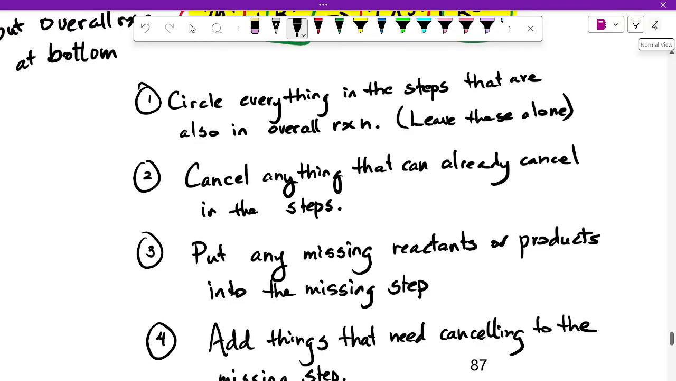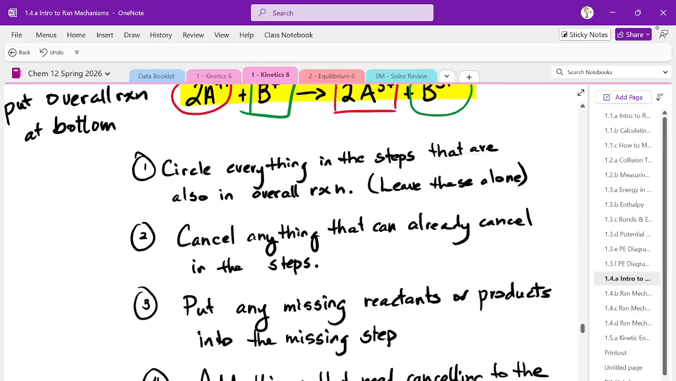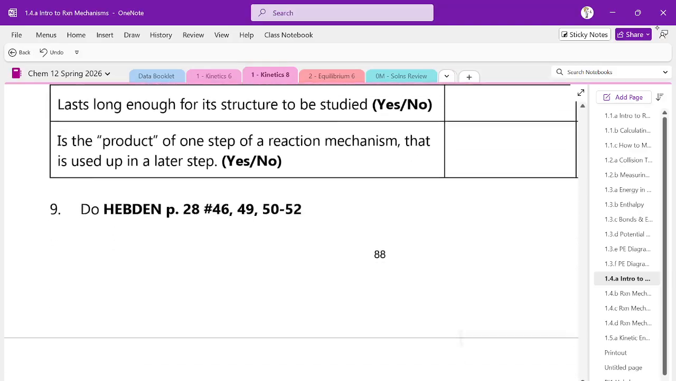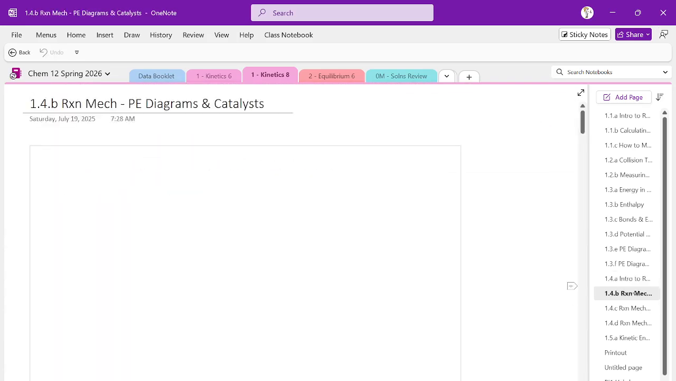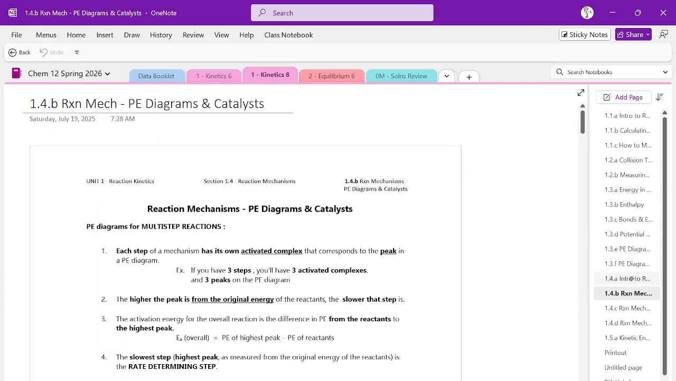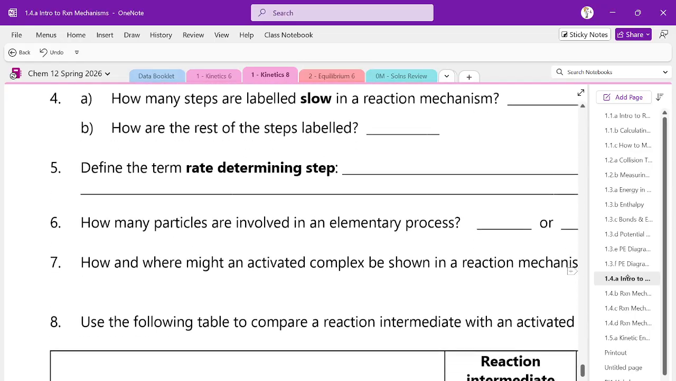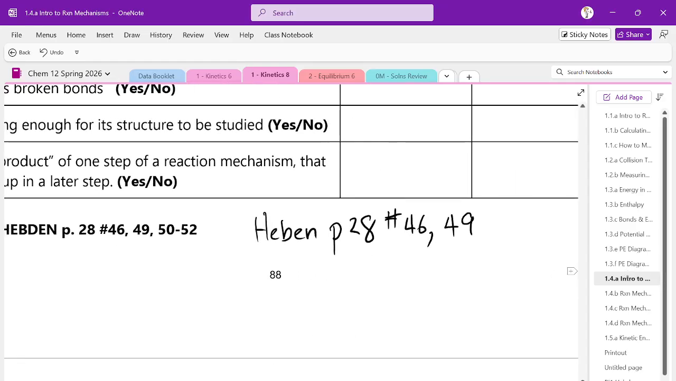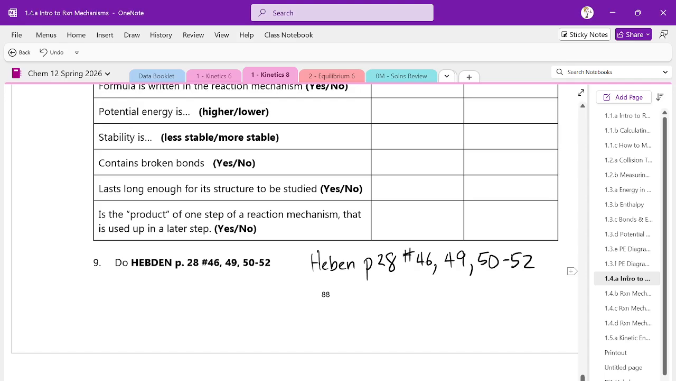So let us see if we have some practice here. No, not yet. So you could do Hebden, page 28, number 46, 49, and 50 to 52. Actually, you could do everything on page 88.